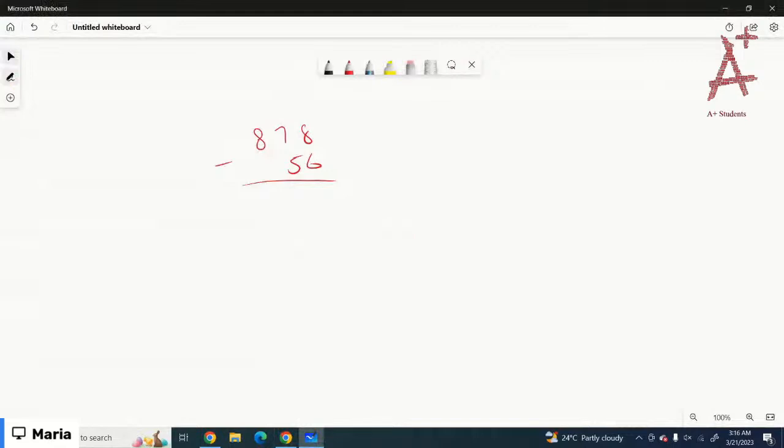So 8 take away 6 is 2. 7 take away 5 is 2 and 8. That means after lunch they baked 822 cookies. Got it? Apple pie, sorry, not cookie. So the correct option is 822.